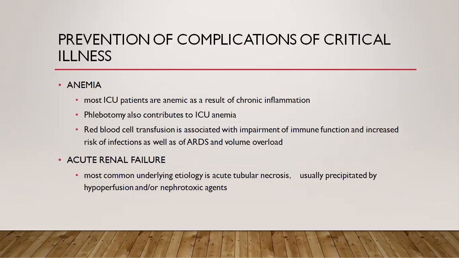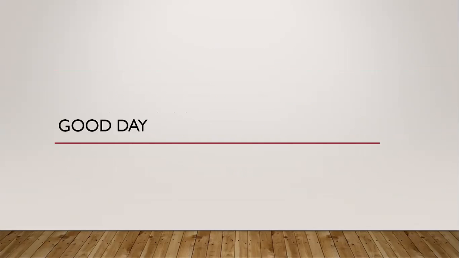Another is acute renal failure. The most common underlying etiology is acute tubular necrosis. This is precipitated by hypoperfusion and or nephrotoxic agents. At any time, a patient who is intubated or critically ill can develop hypoperfusion, or because of many medicines which can be nephrotoxic, the patient can develop acute renal failure. Okay, so that's it for acute respiratory failure. Thank you.